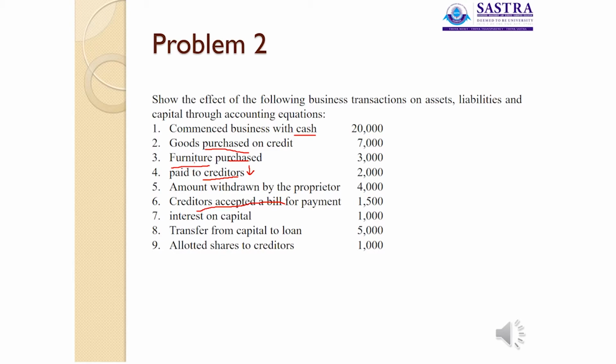Then interest on capital. The interest on capital is an expense for the business. The capital value increased. Then transfer from capital to loan. The amount of capital transferred to loan, so that is a liability. Then allotted shares to creditors, that is also one of the liabilities. Next we are going to see how these transactions are recorded in the books of the accounting equation.